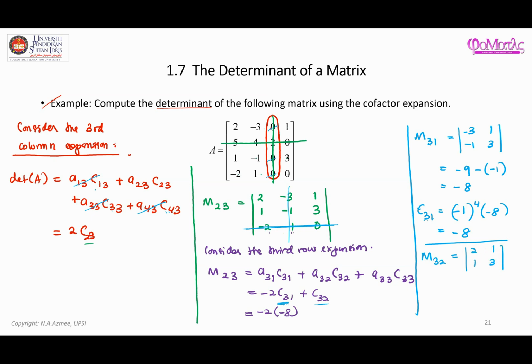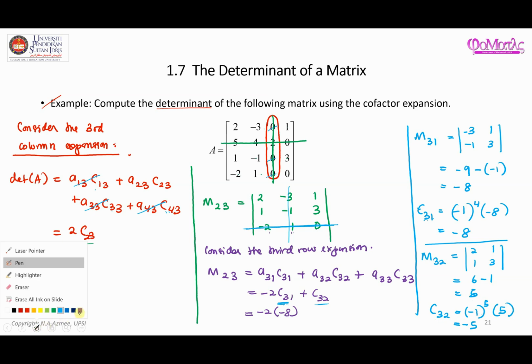From there, I can obtain the determinant of a 2 by 2 matrix very easily. So here we have 6 minus 1, which is going to be equal to 5. Therefore, C32 is negative 1 to the power of 3 plus 2, which is 5, and plug in the result right next to it. Negative 1 to the power of 5 is negative 1, so the result is going to be negative 5. I'm just going to put the result here, negative 5. 16 plus negative 5 is 11.